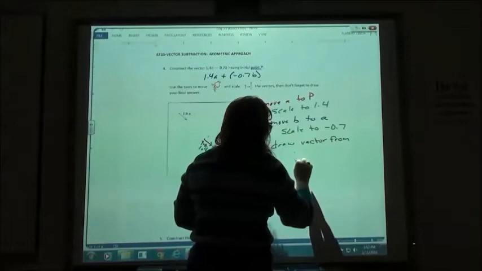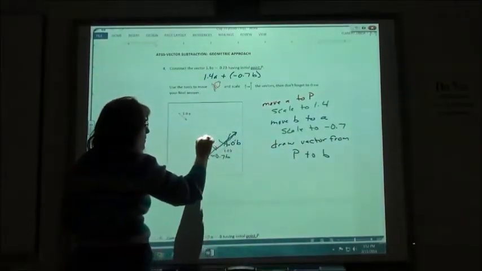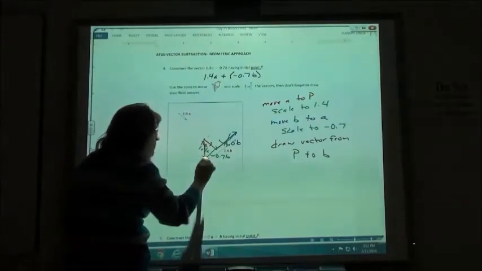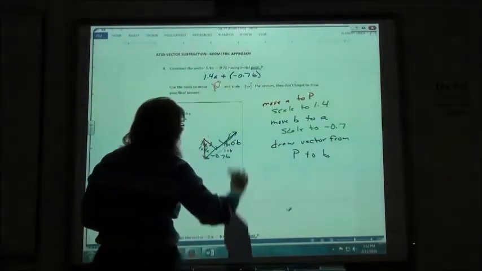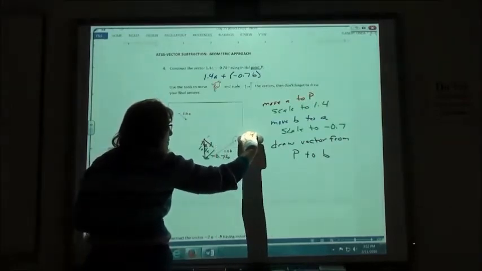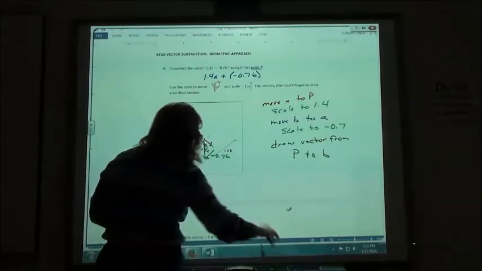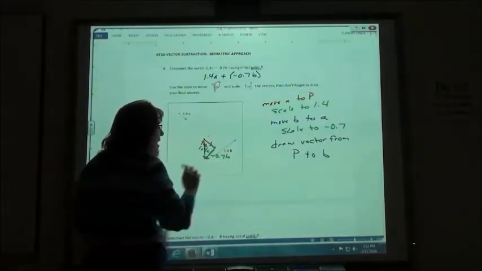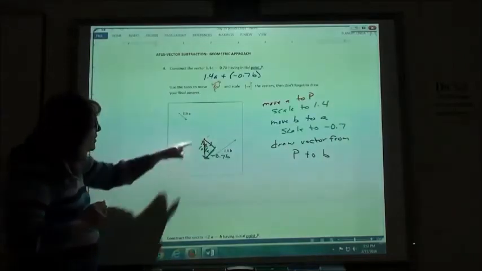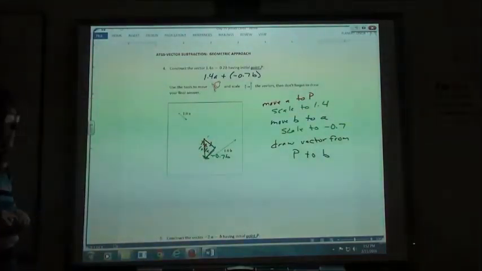from P to B. So here's point P. I'm going to draw it to the end of B, and that's what my vector is going to end up looking like. Again, this part won't show up after I moved it. It will look here with the end of A. B ended up being negative and going in the opposite direction, so I'll just see that little triangle there once I get to the end.